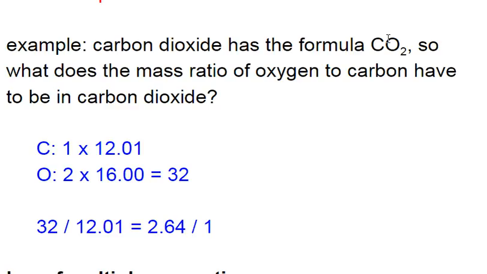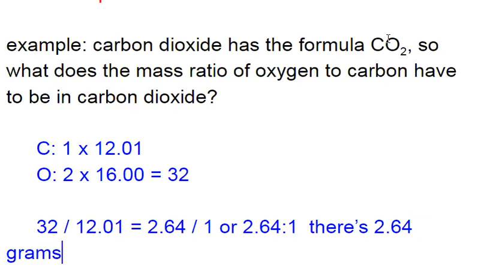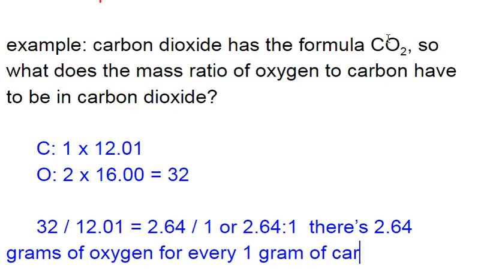So really, when I look at this, I write it as 2.64 to 1, or more often, you might have seen Ms. Felice do this as well, 2.64 to 1 like this. Why do we write it like that? Because it's telling us there's 2.64 grams of oxygen for every 1 gram of carbon. That's why we include the 1, so you don't forget you're comparing it to carbon.